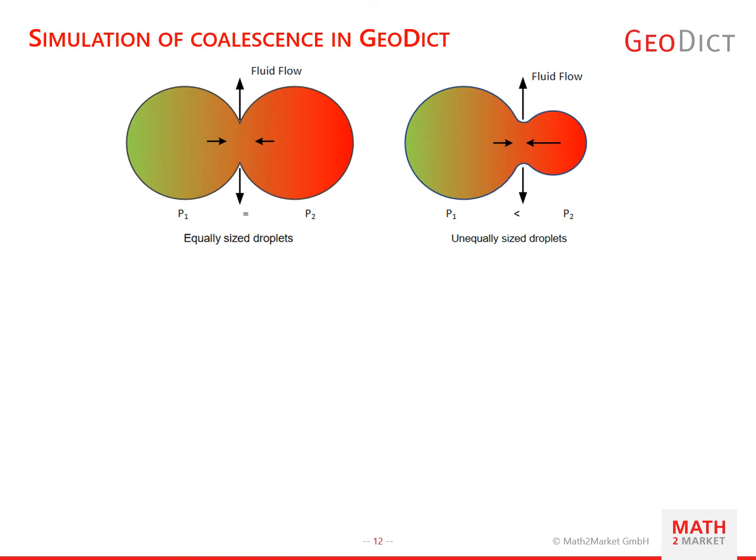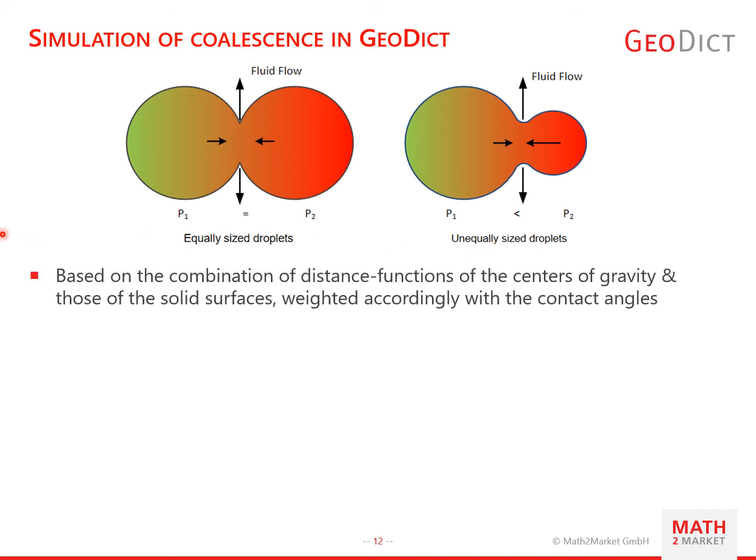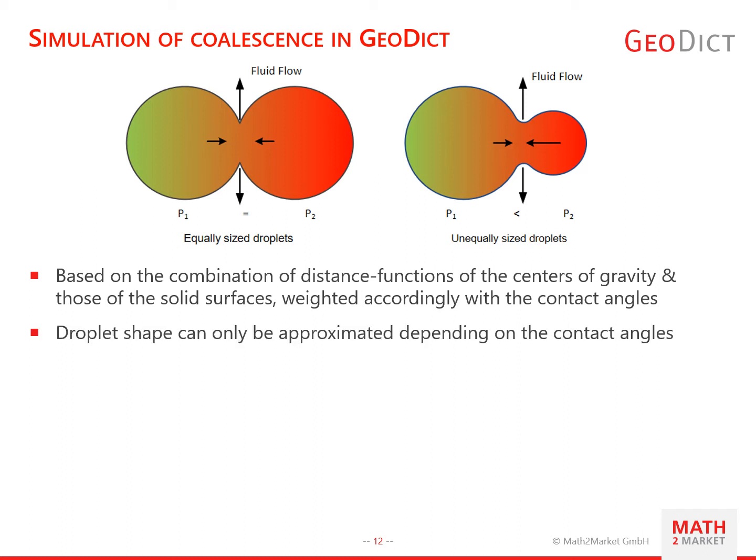So what has been done in GeoDict to simulate the coalescence of two droplets is mainly based on the combination of distance functions of the centers of gravity and those of the solid surfaces weighted according to the contact angles. The droplet shape of the newly generated droplet can be approximated depending on the contact angles, and this method is of course much faster than a complete two-phase flow simulation.